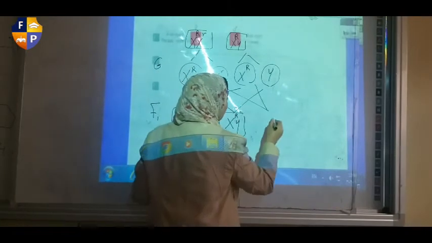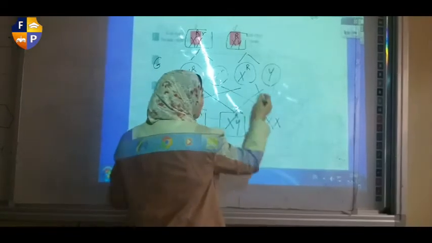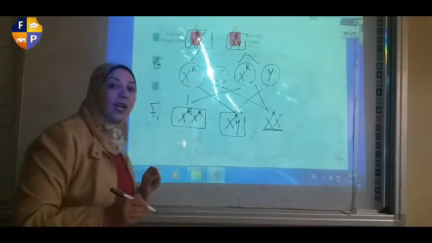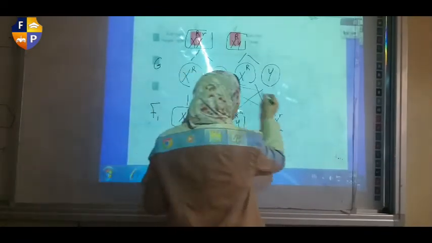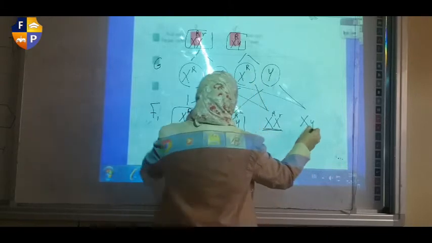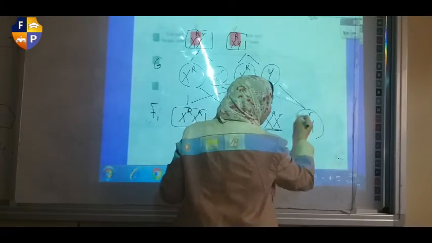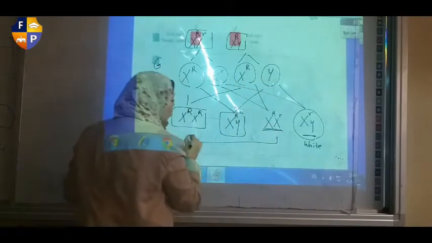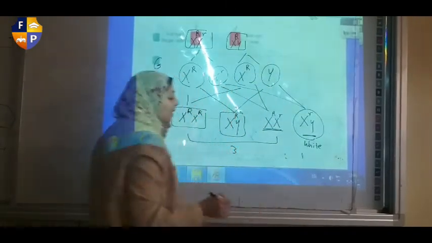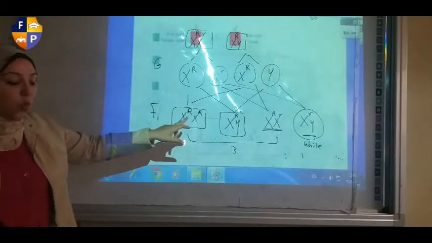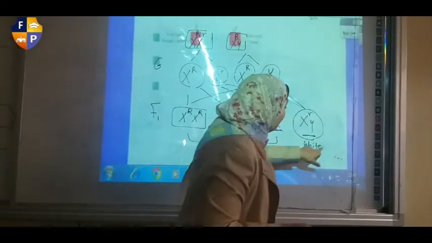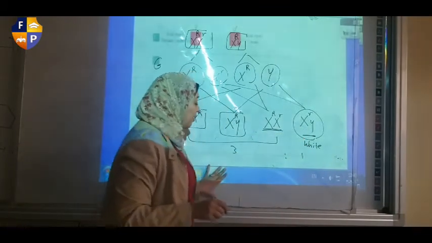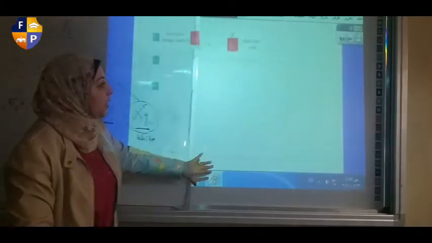And a female with R capital, r small, which is red color, but is it pure or hybrid? Hybrid. And XY, which carries the recessive gene, which is white color. So the ratio will be 3 to 1. But the 25% is present only in males.